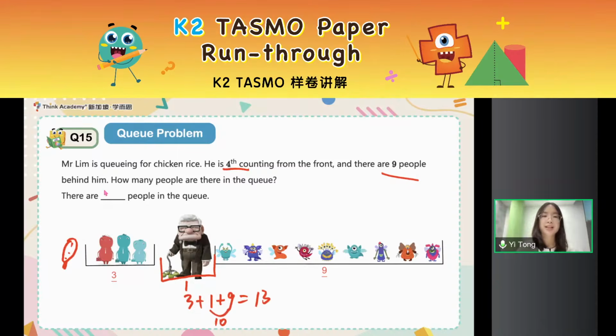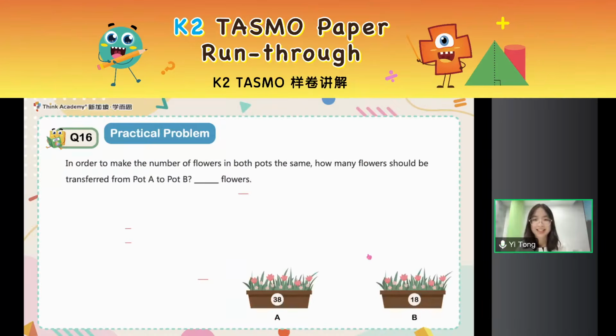So how many people together? Can you write down the answer in the chat? Yes, 13. All right, well done. Now, bye-bye, Mr. Lim. We are going to get something else after this.